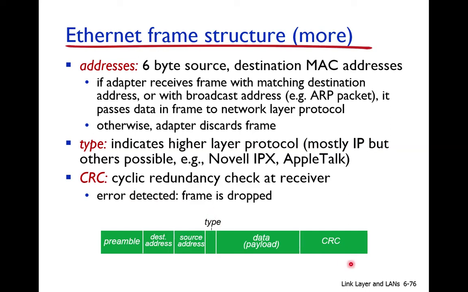Okay, and this CRC is the trailer. It is called cyclic redundancy check. This is used for error detection and correction. It is used for bit level errors.